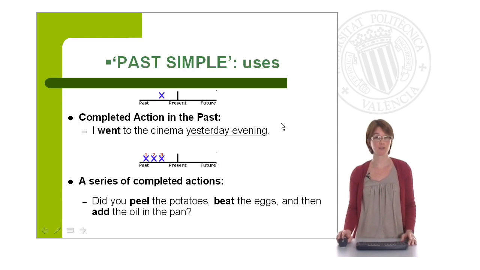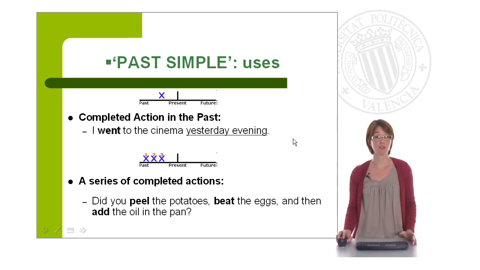Let's have a look at the past simple. When do we use this tense? Normally we use the past simple when we want to indicate that the action is completed in the past. If you consider the example on the screen, I went to the cinema yesterday evening, the action began and finished in the past.